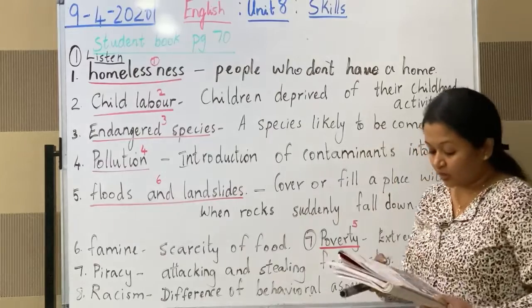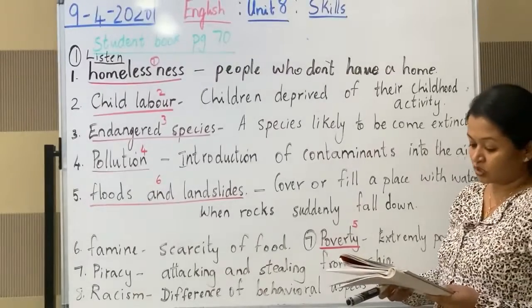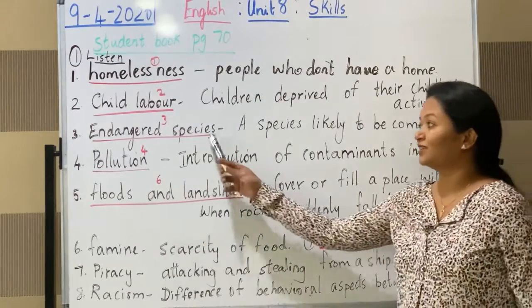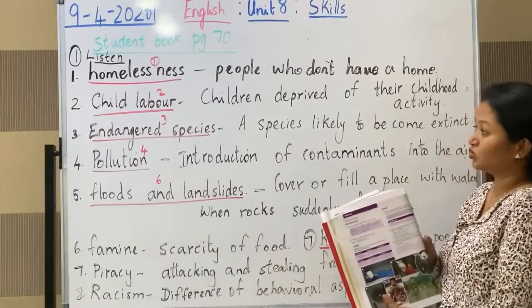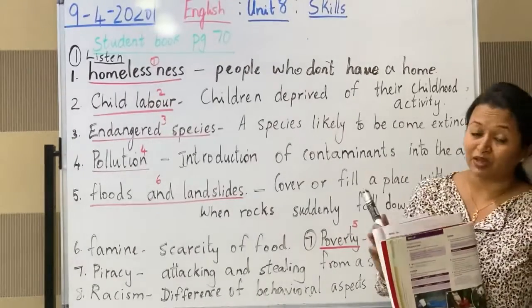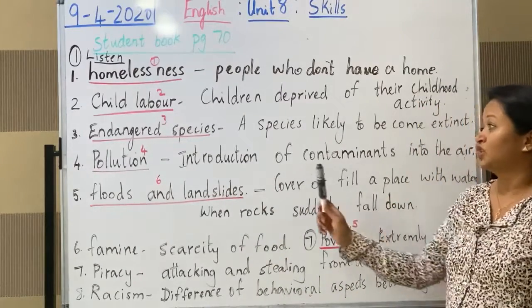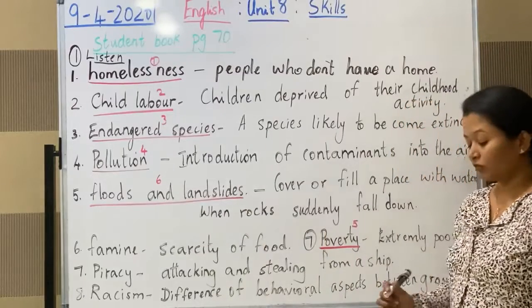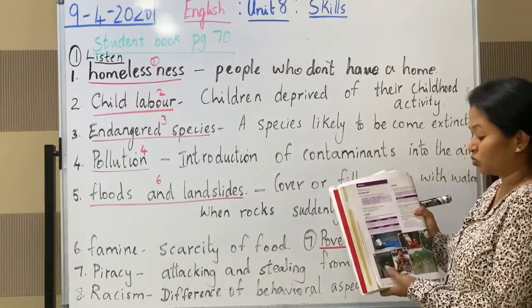And then the third picture is a bear. Right? So what do you see in the third picture? Endangered species, right? These bears are very few, correct? The panda bear is very few now. You don't see them everywhere. So they are going to become extinct. So we have to save them. And then pollution. The fourth one is pollution. Can you see the air pollution there? So much of smoke, right?